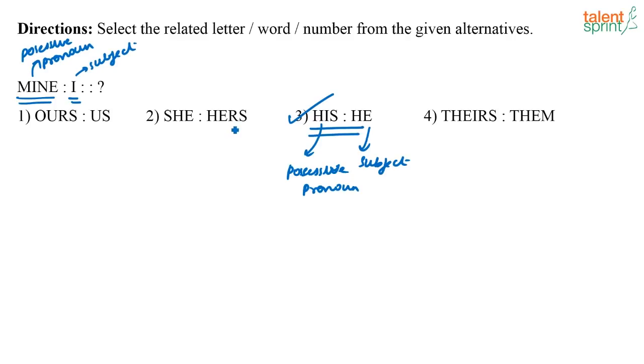Yes, see, she and hers. Here, she is the subject, right, and hers is the possessive pronoun. Here in this case they are first giving you the possessive pronoun and then the subject. So similarly here it should be his followed by he.